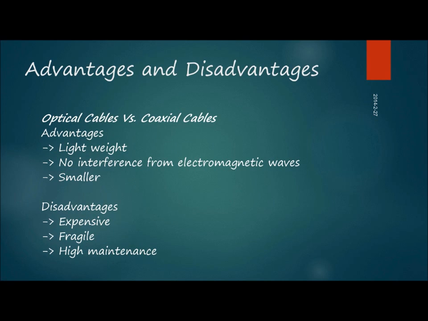Optical cables are used in the transmission of microwave photonics. Some of their advantages when compared to coaxial cables include being lightweight, with no interference from electromagnetic waves, and they are smaller, while their disadvantages include being expensive, fragile, and requiring high maintenance.